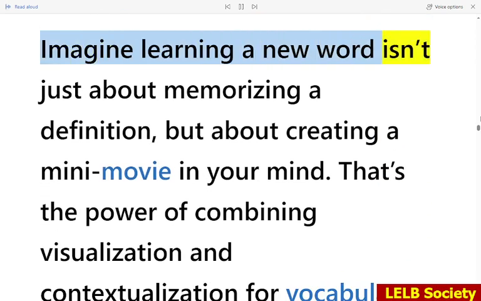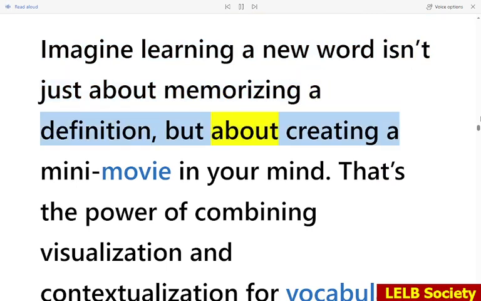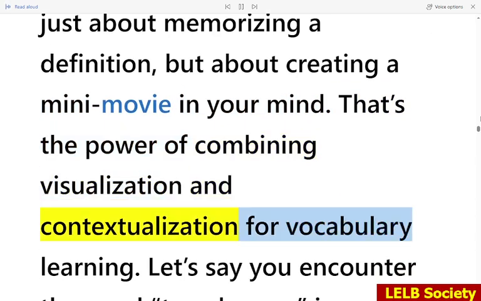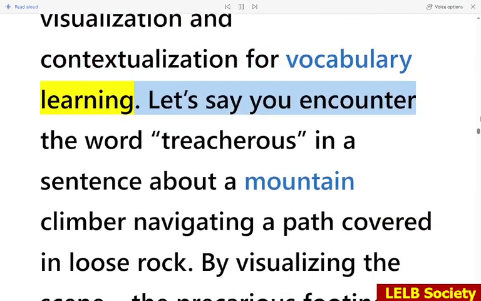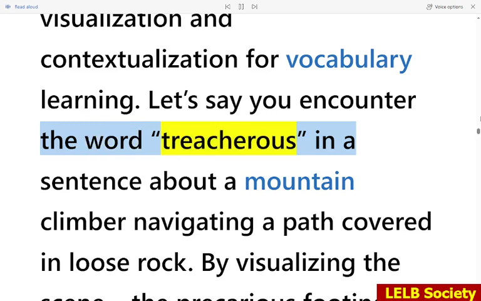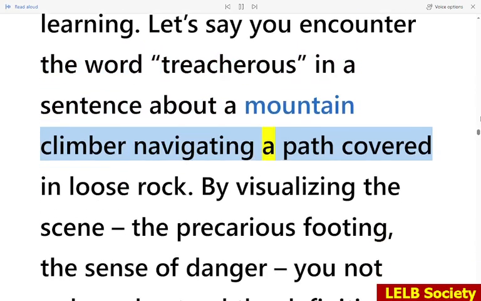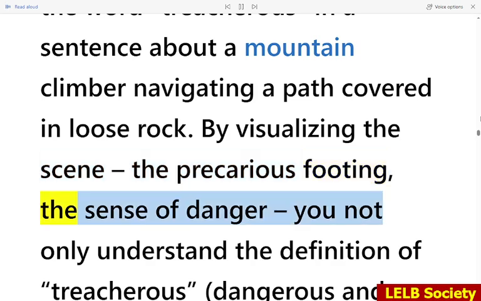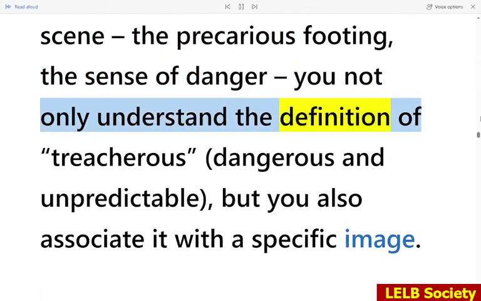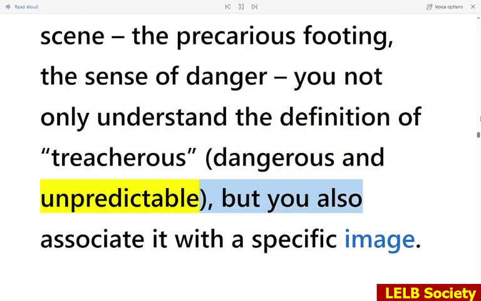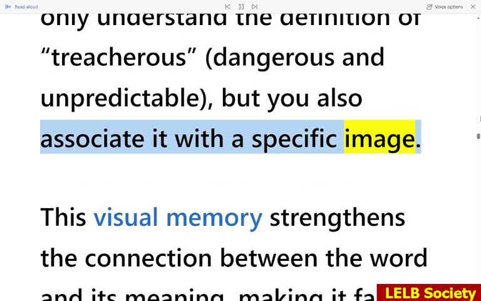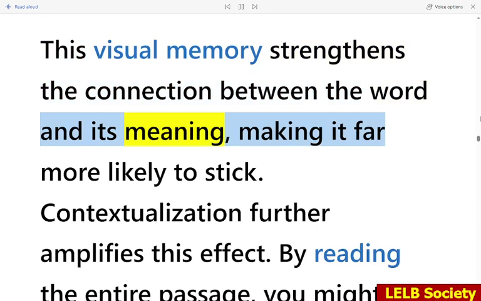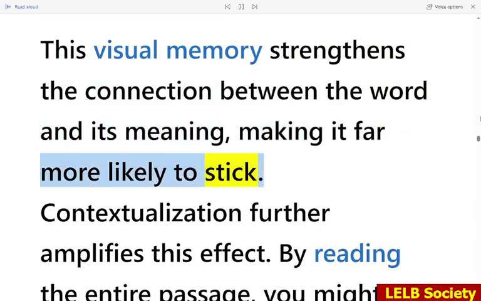Imagine learning a new word isn't just about memorizing a definition, but about creating a mini-movie in your mind. That's the power of combining visualization and contextualization for vocabulary learning. Let's say you encounter the word treacherous in a sentence about a mountain climber navigating a path covered in loose rock. By visualizing the scene, the precarious footing, the sense of danger, you not only understand the definition of treacherous, dangerous and unpredictable, but you also associate it with a specific image. This visual memory strengthens the connection between the word and its meaning, making it far more likely to stick.